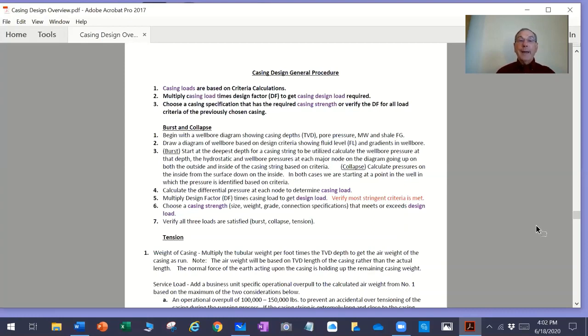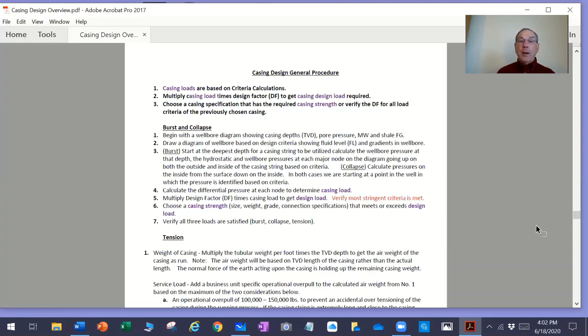You draw a diagram of the wellbore based on the design criteria showing the fluid level and gradients in the wellbore. So if you have a fluid level that's 50% in the well based on the criteria, we draw a line where that fluid level is, and then for burst, number 3, you start at the deepest depth for casing to be utilized, and you calculate the wellbore pressure at that depth.